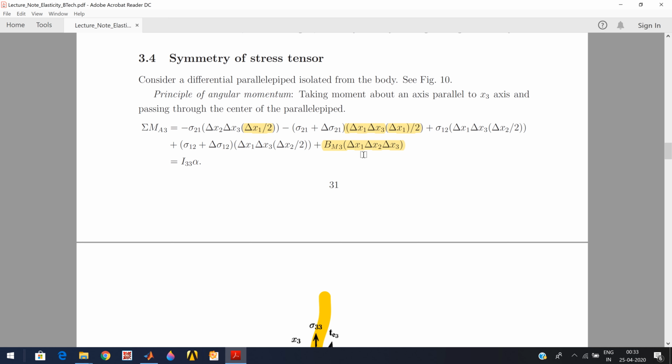We can think of this similar to body force when we consider linear momentum balance. In general, this body moment will be absent. If we have some moment-like field where the body can experience a body moment, like in space or somewhere, this may come, but in practice we will not have this body moment. And this total moment will then be equal to I alpha, where alpha is the angular acceleration and I is the moment of inertia.